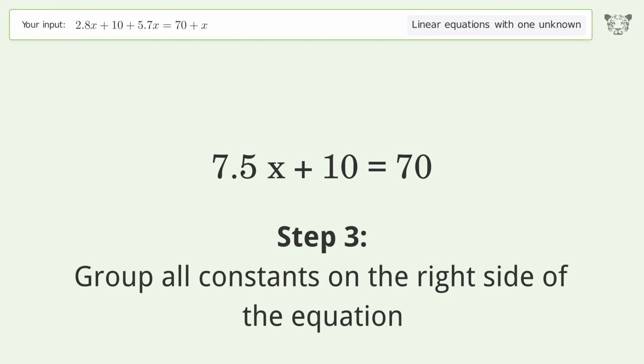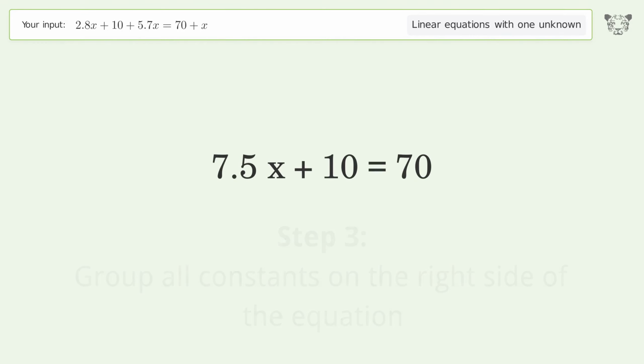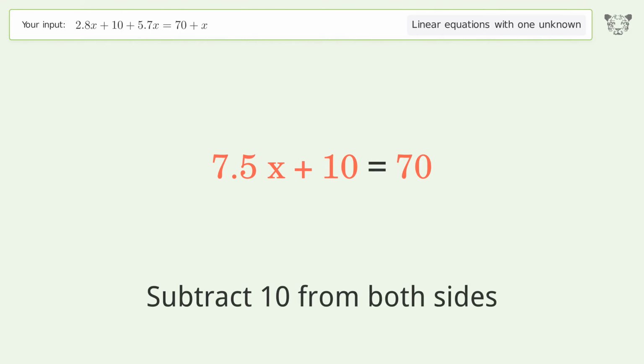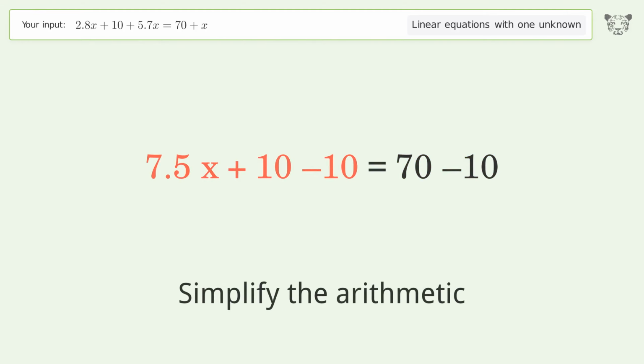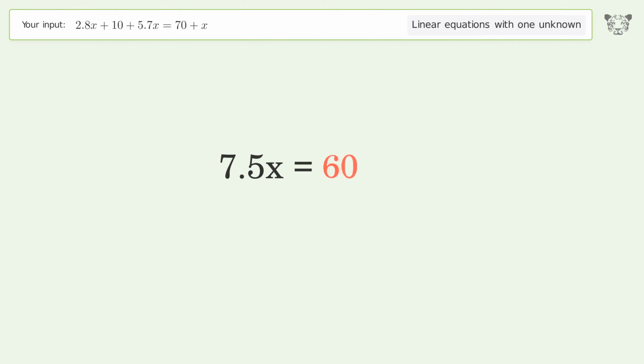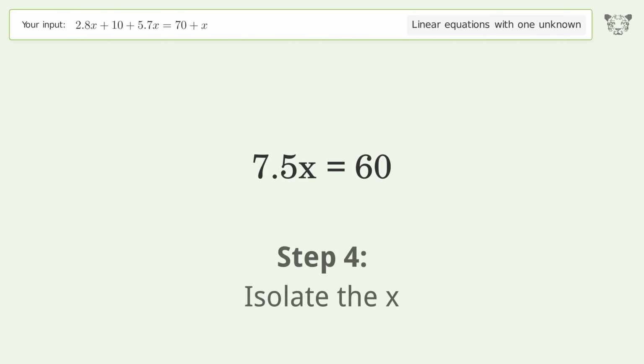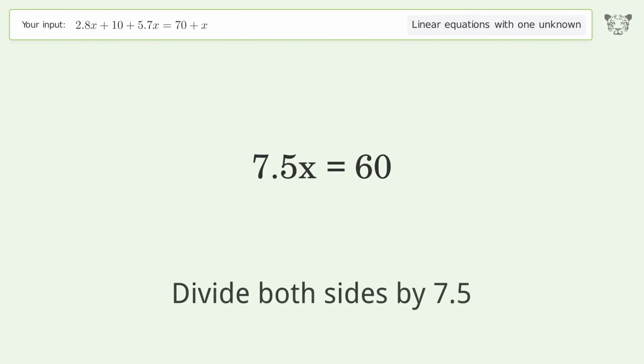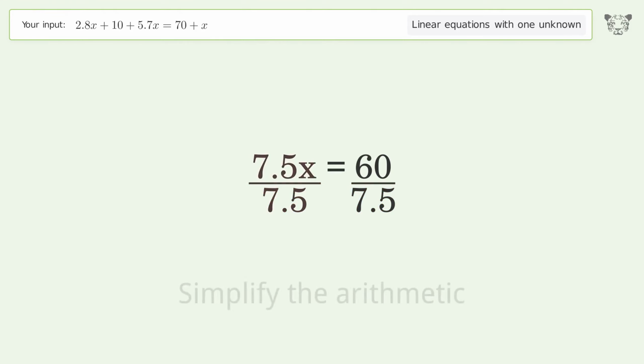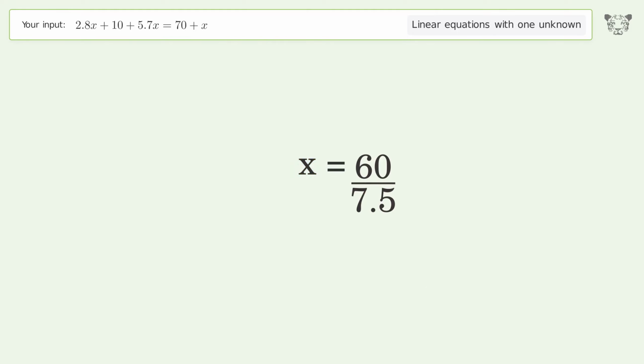Group all constants on the right side of the equation. Subtract 10 from both sides. Simplify the arithmetic. Isolate the x. Divide both sides by 7.5. Simplify the arithmetic. And so the final result is x equals 8.